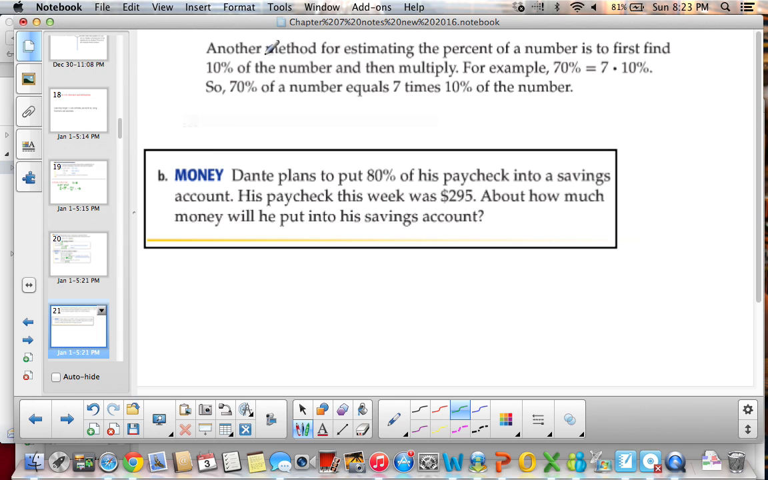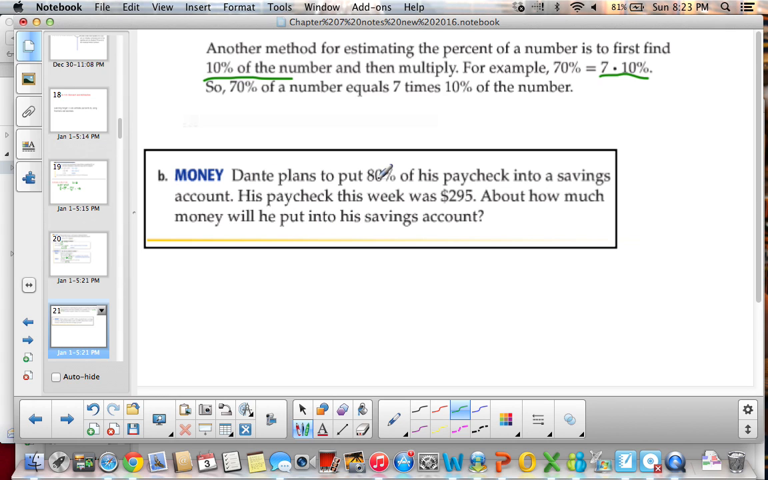So this is what we just were talking about. Another method for estimating the percent is first find 10% and then multiply. So 70% would be 7 times 10%. So basically your 70% of a number equals 7 times 10% of the number. So let's do another one using that one.